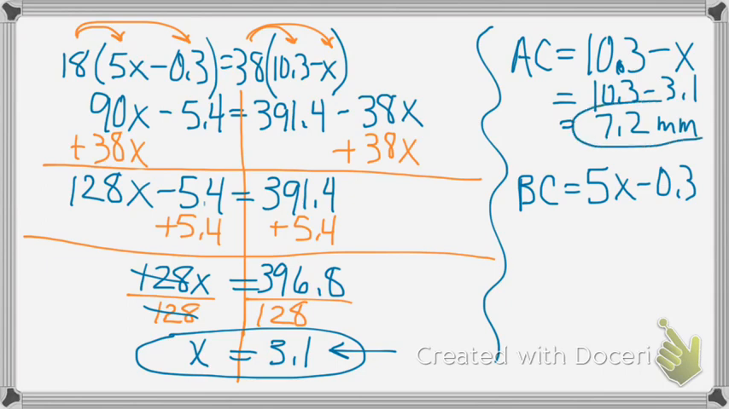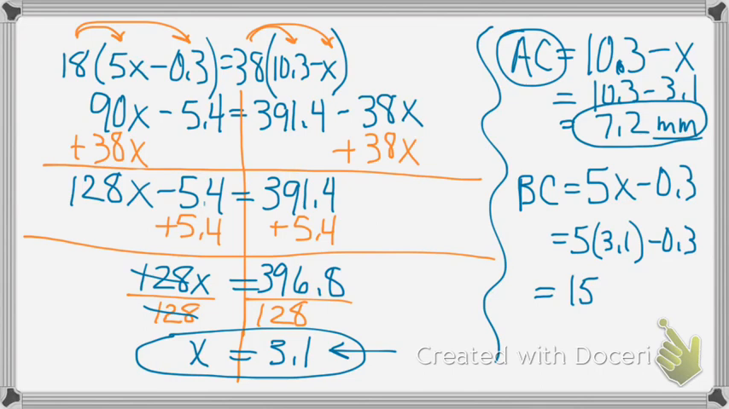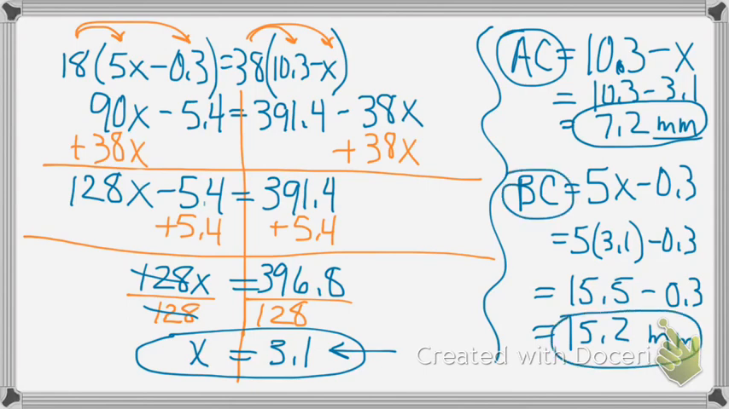So there's one result there. And then BC is going to be 5 times 3.1 minus 0.3. So this is going to be 15.5 minus 0.3. So this one is going to be 15.2 millimeters. So that will answer what the question was asking.